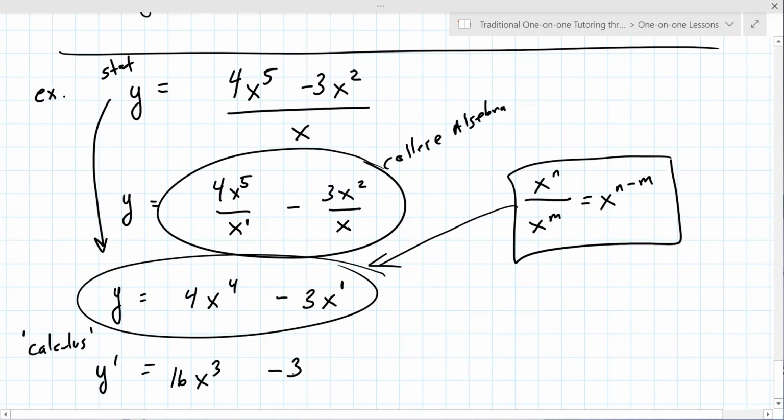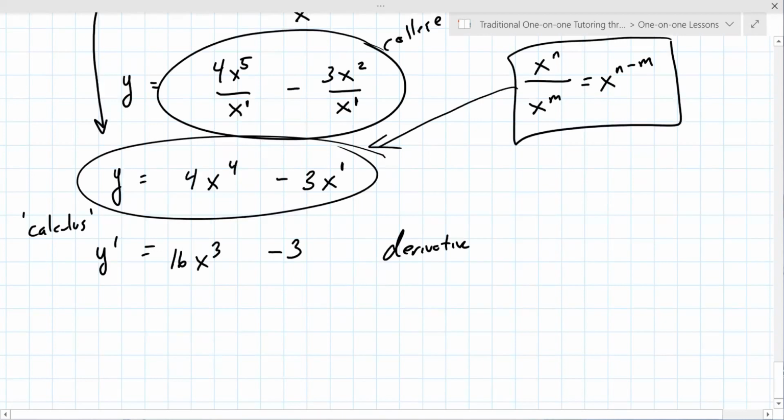Wait, for the second part, why did you put x to the 1 here, and for the other one there's only x? It can be x to the 1. I'm sorry. I'll be more consistent. I'm sorry. Okay.